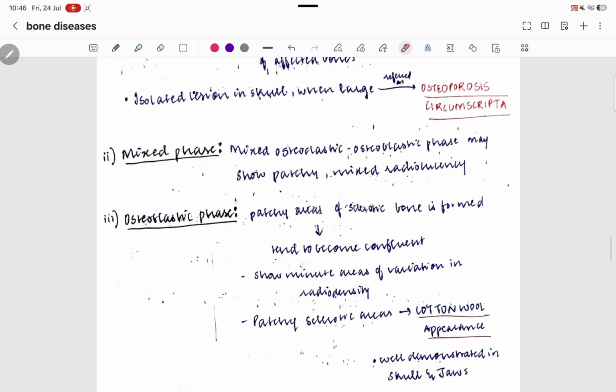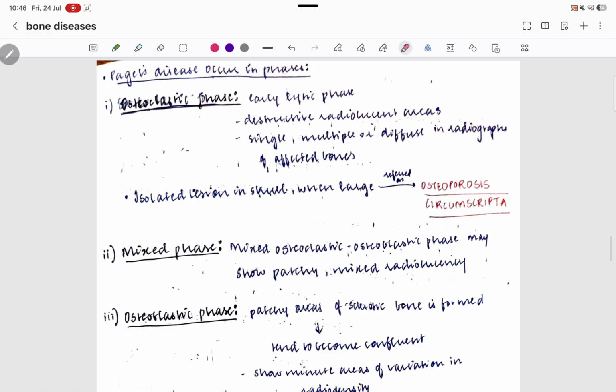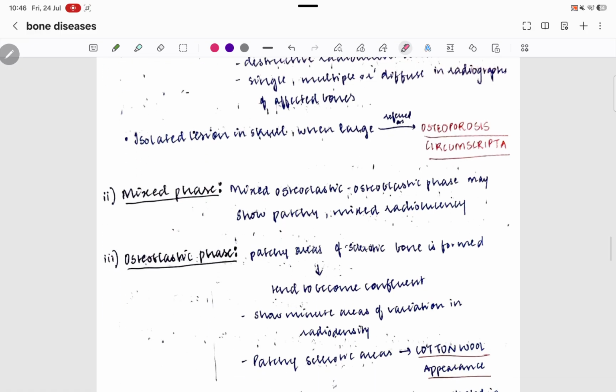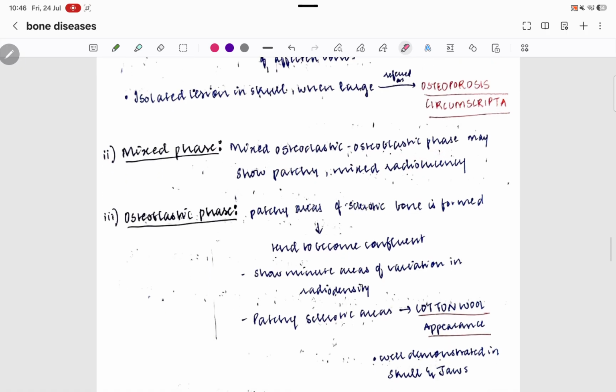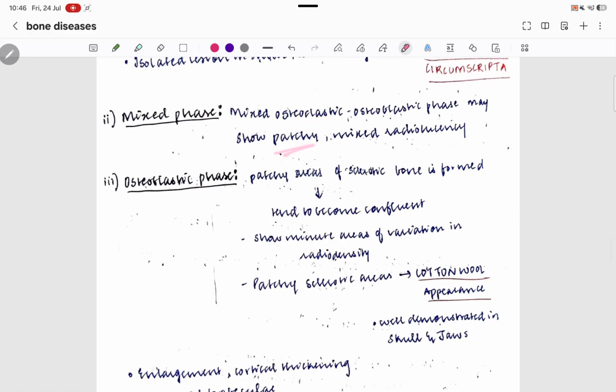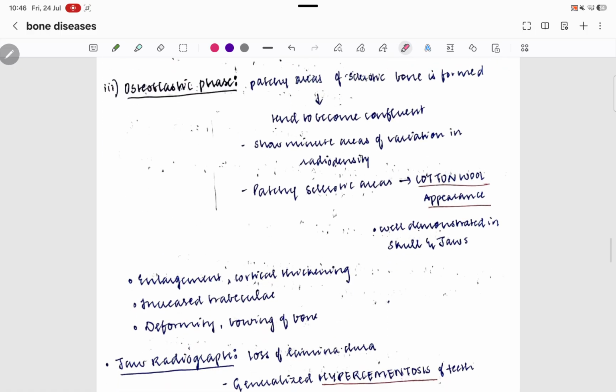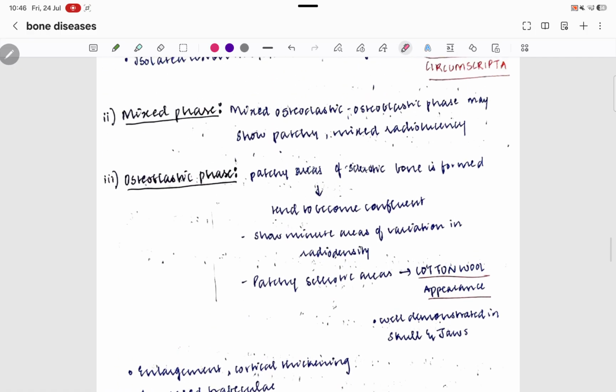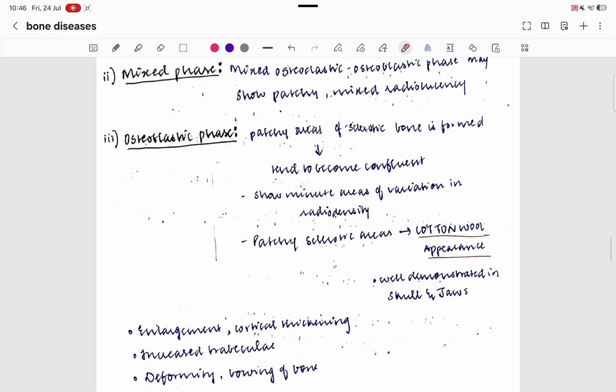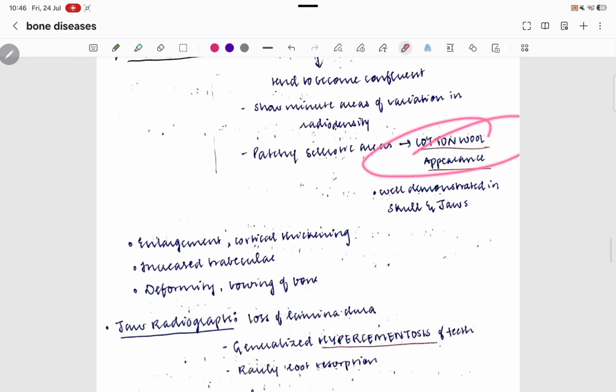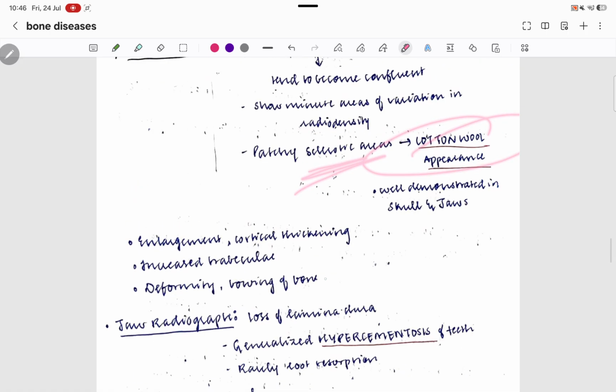Okay, then the mixed phase. After your osteoclastic phase comes the mixed phase, where there is mixed osteoclastic and osteoblastic activity. Patchy bone is seen, and if you examine radiographically, the radiolucency is mixed. Radiolucency and radiopacity are seen. Now the osteoblastic phase, where the osteoblasts form patchy areas of sclerotic bone that become confluent. Then there is a cotton wool appearance because of the sclerotic areas.